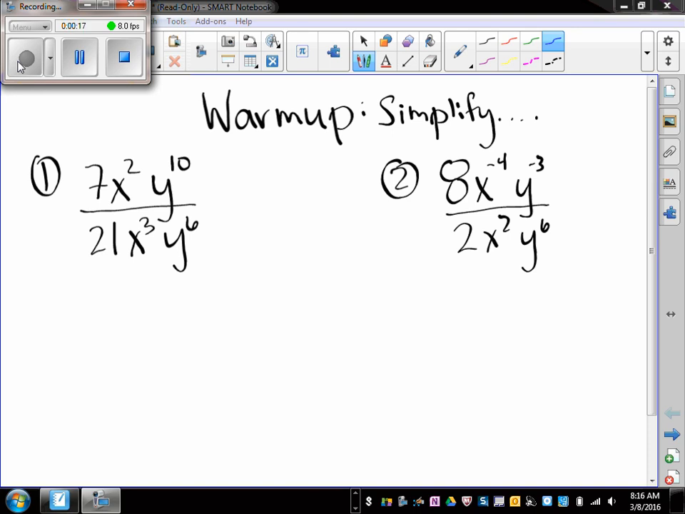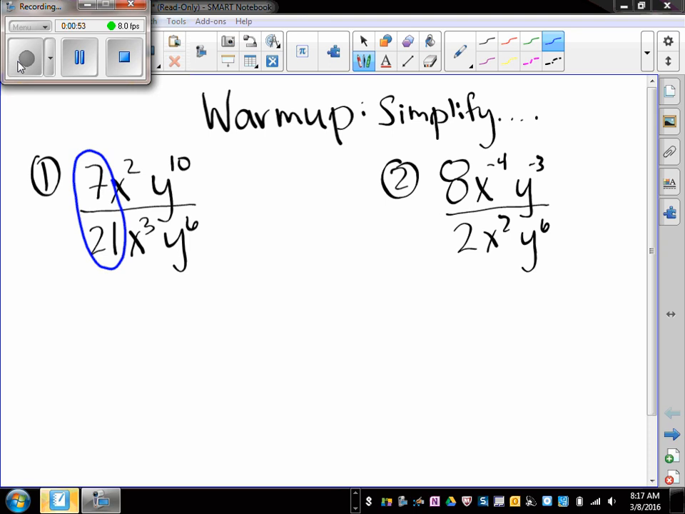Okay, so number one, we have 7x squared y to the 10th over 21x cubed y to the 6th. What do you want to do first? What should we do in our first problem? Simplify. What do you want to simplify? X and y. Should we also simplify our numbers? Yes. So we need to simplify the numbers, simplify the like terms. Let's start off with our numbers.